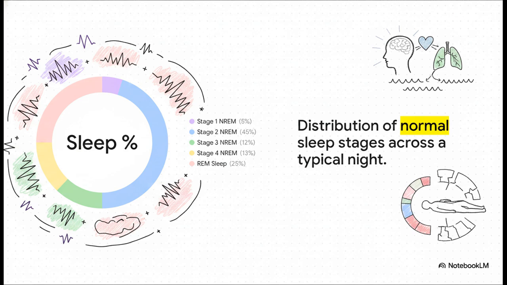Then, we drop down into stage 2 NREM. This one dominates at 45% of the night, featuring those distinct sleep spindles and K complexes. After that, we hit stage 3 NREM, which is our deep sleep, complete with those slow, robust delta waves. And finally, we enter REM sleep, accounting for about 25% of the night.